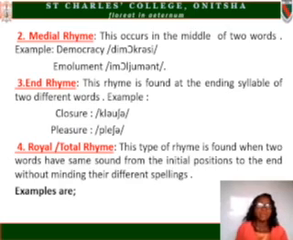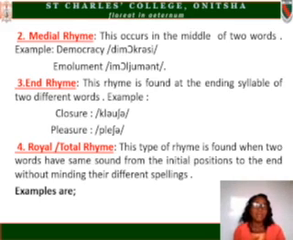Third is end rhyme. This rhyme is found at the ending syllable of two different words. Take note that this rhyme occurs frequently in the majority of English words. End rhyme. It occurs at the end. For example, we have closure and pleasure. If you look at the two words, you find out that they rhyme at the ending part of each word. For instance, closure has je, and pleasure ends with je. So they have end rhyme.